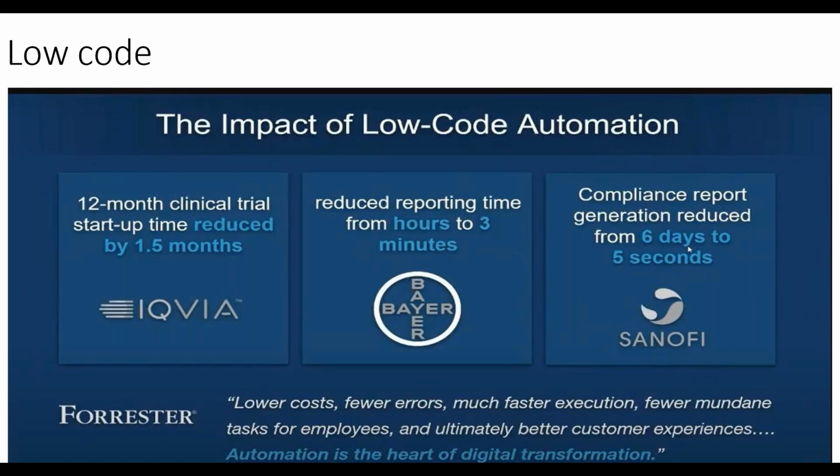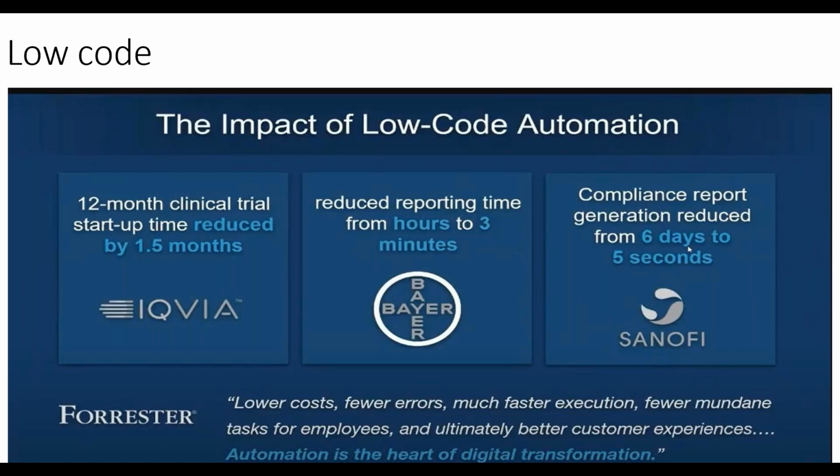The reporting that they were doing for the clinical trials was taking a lot of time to process the data from one place to another place. Now, from 12 months, it has been reduced to 1.5 months. That's how quickly Appian built the application to process the data and do some automation, and do the work off time when the users are not available.